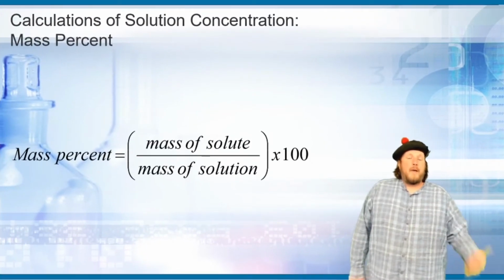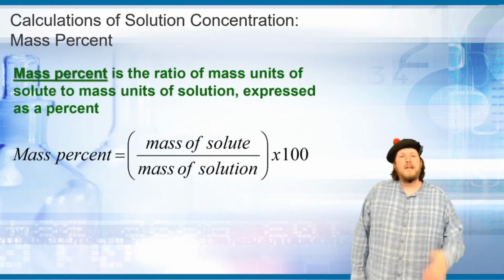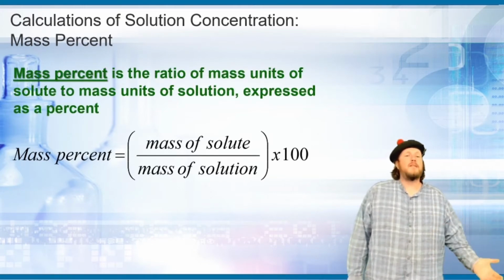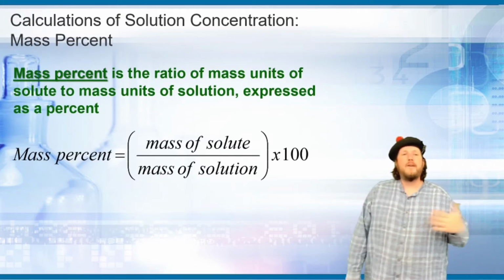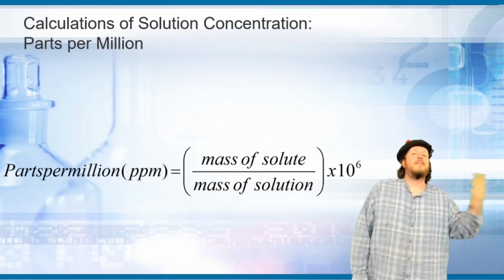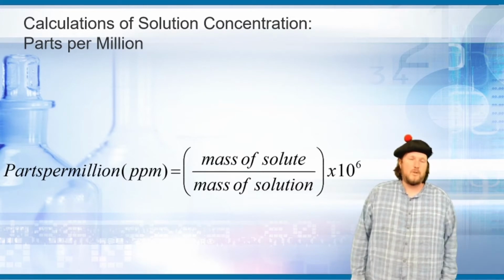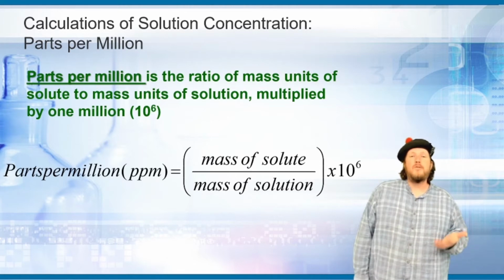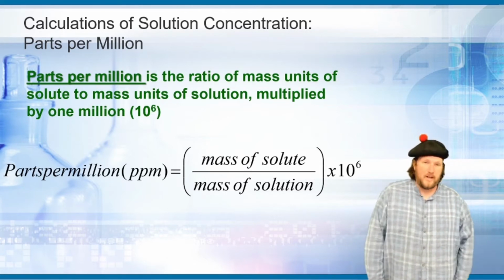So there's also mass percent, or percent, right? Mass percent of solute is the ratio of the mass units of solute to mass units of solution expressed as a percent. So percent is per 100. There is another that is parts per million, which is per million instead of per 100, like percent. So ppm is the ratio of the mass units of solute to the mass units of solution multiplied by a million. So this is for expressing very small concentration.